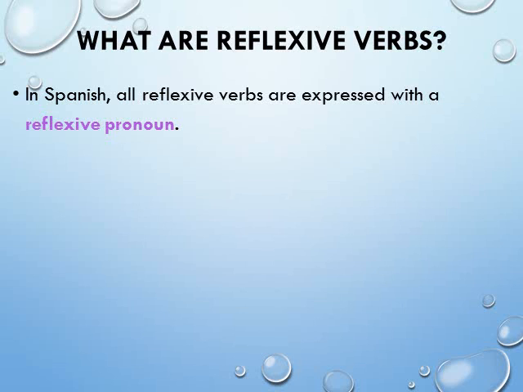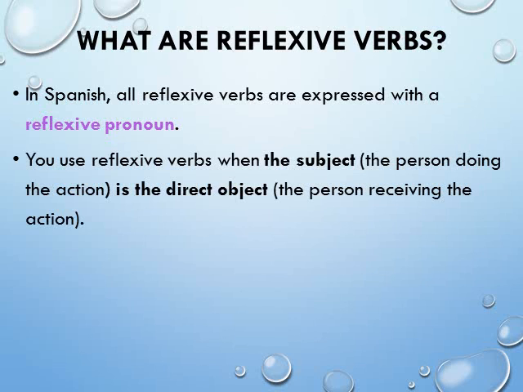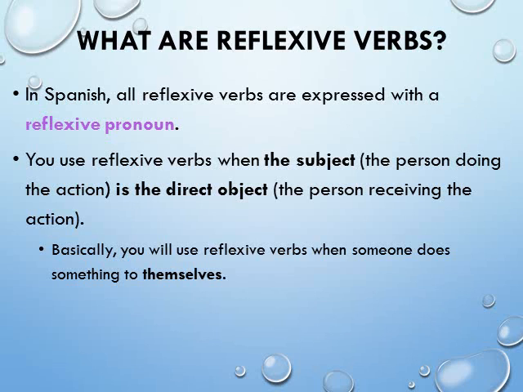In Spanish, all reflexive verbs are expressed with a reflexive pronoun. Okay, you're going to use reflexive verbs when the subject, which is the person doing the action, is the direct object, the person receiving the action. So basically, you're going to use reflexive verbs when someone does something to themselves. So if I do it to me, I'm doing it to myself, I'm going to have to use a reflexive pronoun to demonstrate, to show that is happening.